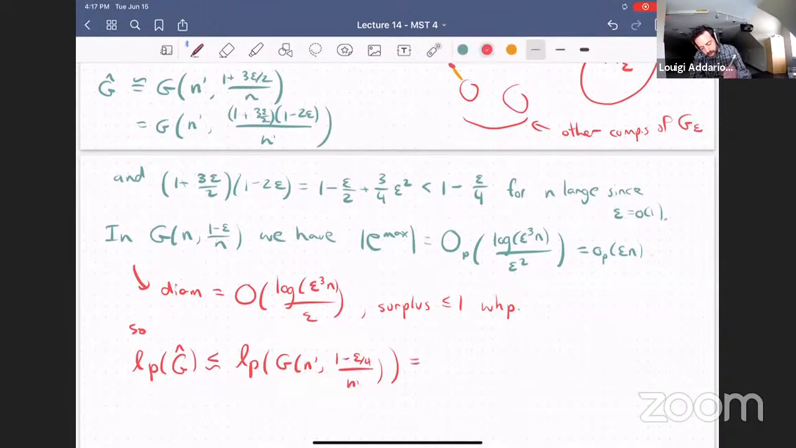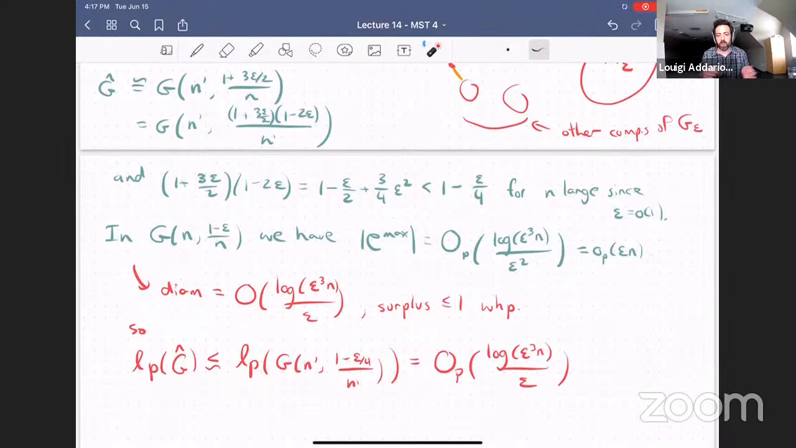This looks like order log epsilon cubed n over epsilon. I mean, I need a bound on the longest path and not the diameter. But if the surplus is at most 1, then the length of the longest path is at most twice the diameter. You can use this one extra edge, and then you have 2 paths which were paths in the original tree, each of which then has length at most the diameter of the tree. Okay.